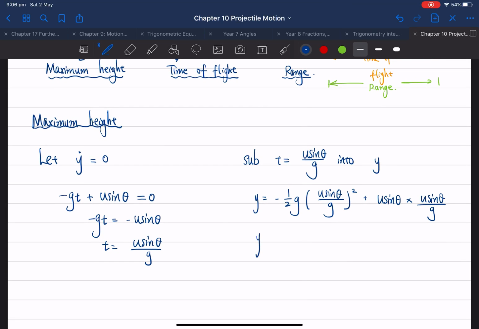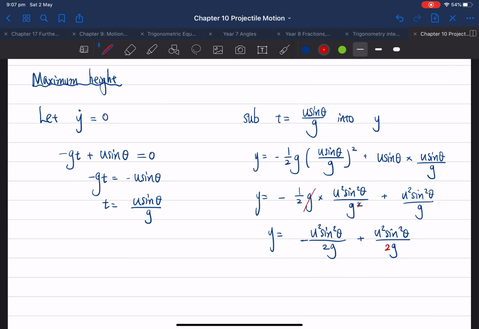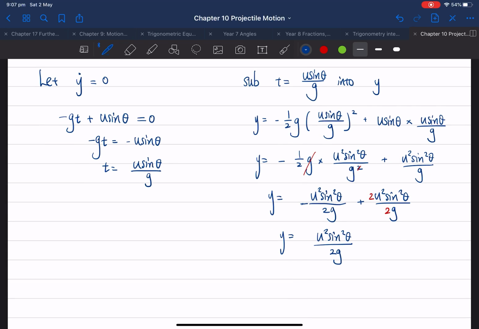Now we need to simplify this. That becomes negative half g times u squared sine squared theta over g squared, plus u squared sine squared theta over g. To simplify this, g and g squared cancel out. So y is equal to negative u squared sine squared theta over 2g, plus u squared sine squared theta over g. Making the same denominator, times by 2, times by 2, and combining them together gives you u squared sine squared theta over 2g. That is the maximum height.